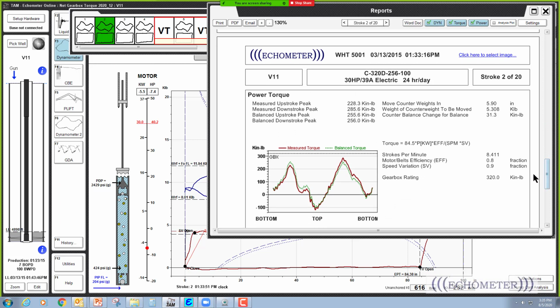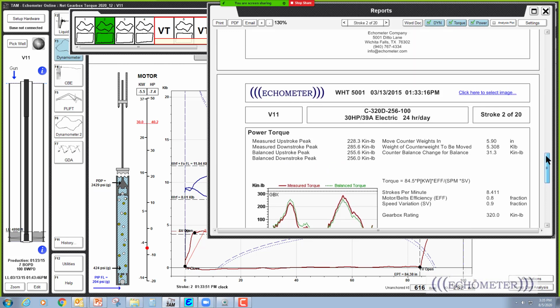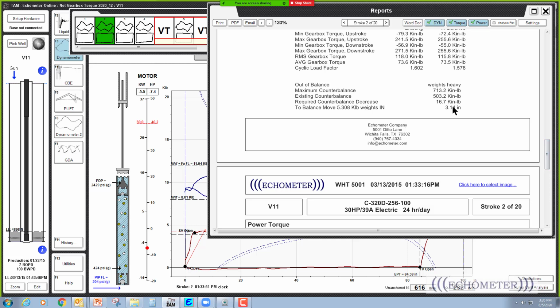If we scroll down to the next report, that is the power. And the power says move the weights in about 5.9 inches. So it's a little bit different between the two. One says 5.9 and one says 3.14. So I would say you move it based on the average, moving about 4 inches would probably be correct, because that's what they're both saying, and you probably then find that you're pretty well balanced.